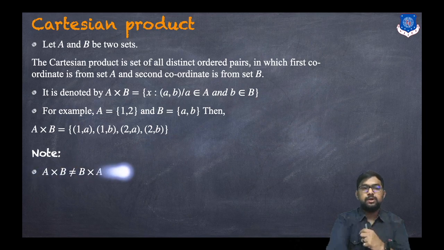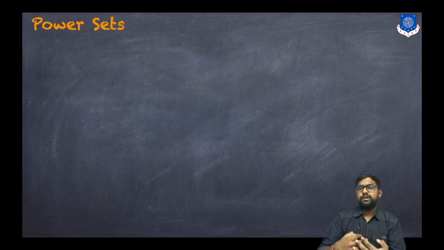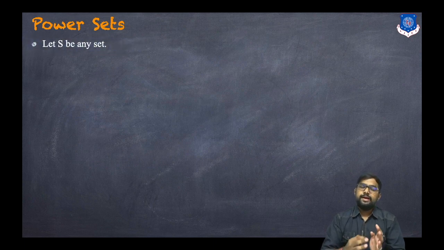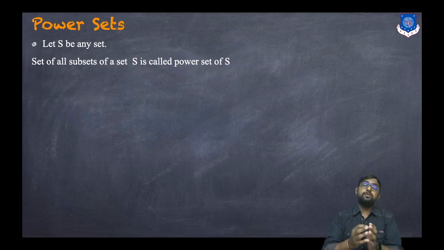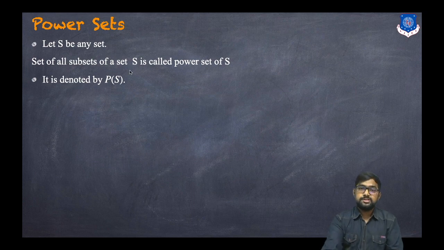Note, A cross B is not equal to B cross A. That means it is not commutative. We cannot change the order of A cross B, and the answer will be different. And this is important. Now what is a power set? Let capital S be any set. The set of all subsets of S is called the power set of S. It is denoted by the symbol P of S.